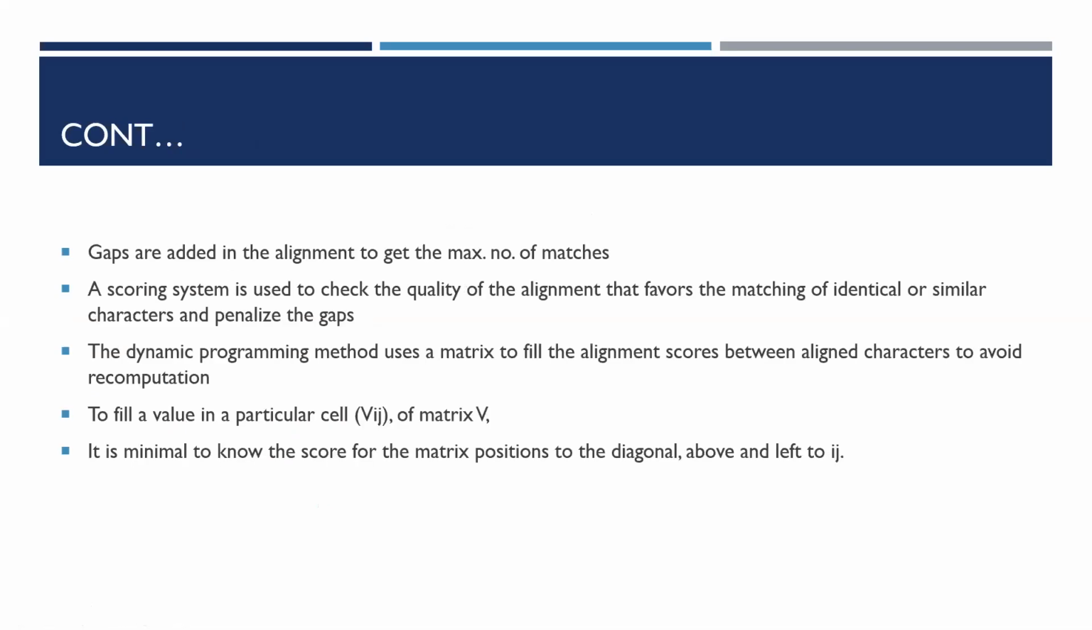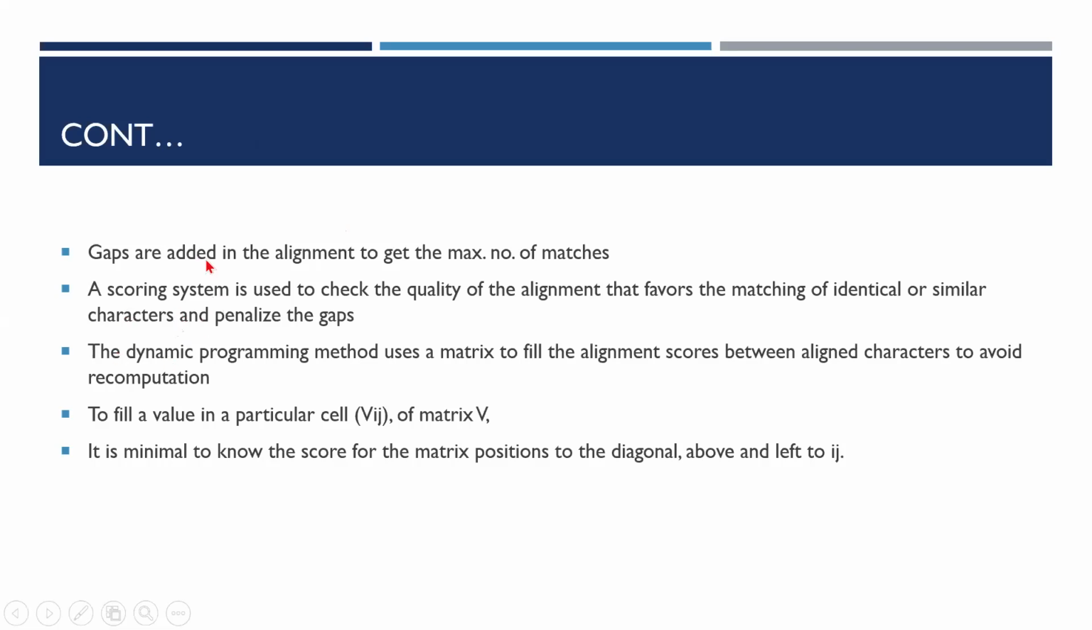And why are these gaps added in the alignment? We are not new to this concept. In the previous classes, we discussed in detail why we do alignment, how the alignments are done, and why the gaps are introduced during the process of alignment. The gaps are added in the alignment to get the maximum number of matches, because the alignments with the maximum number of matches are considered to be optimal or best alignment.